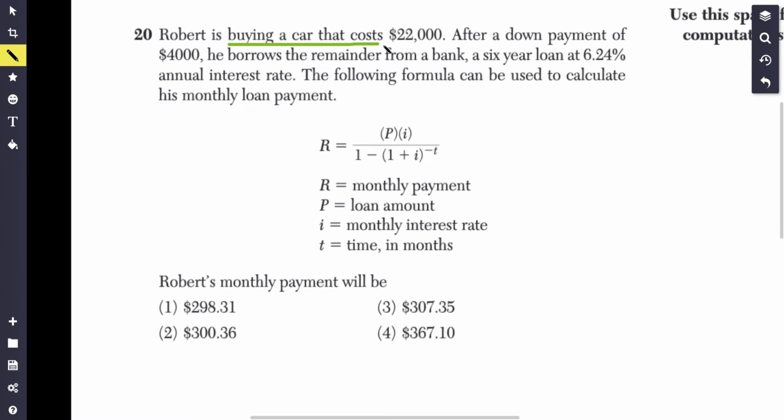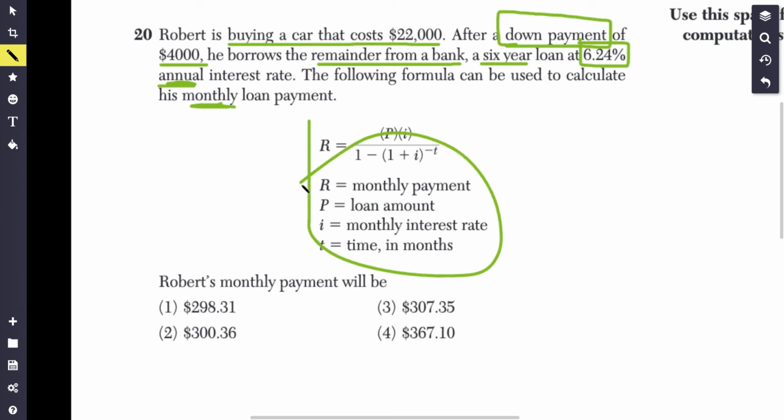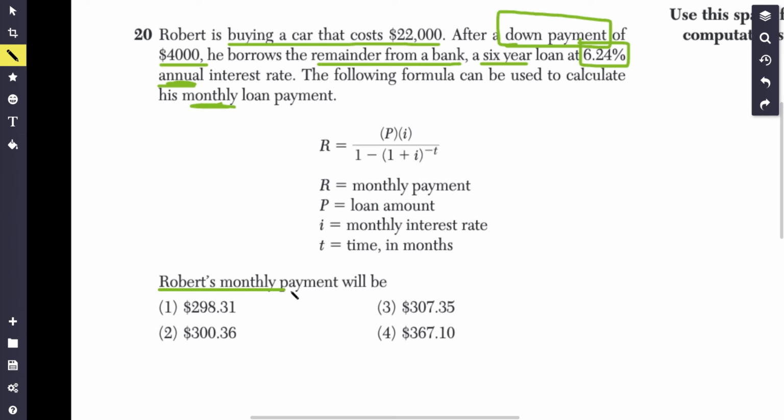Robert is buying a car that costs $22,000. After a down payment of $4,000, he borrows the remainder from a bank, a 6-year loan at 6.24% annual interest rate. The following formula can be used to calculate his monthly loan payment. Robert's monthly payment will be, and then blank.